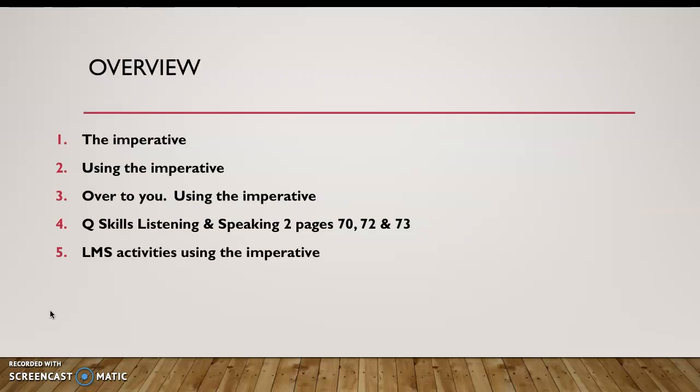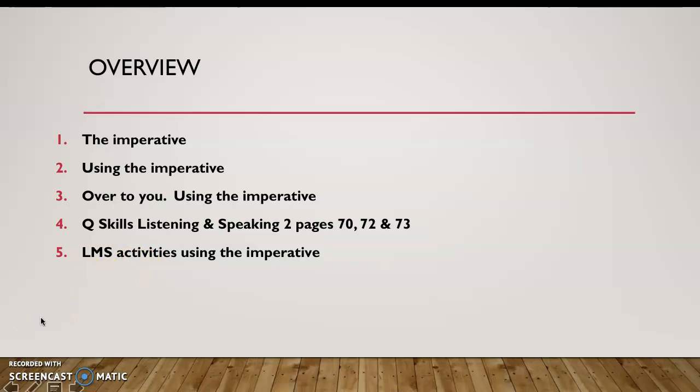The imperative, what it is, using the imperative, then over to you, which means practice. So I'm going to ask you to use it. Then we will do two exercises from the Listening and Speaking book on pages 70, 72 and 73. And finally, we'll look at some LMS activities using the imperative.